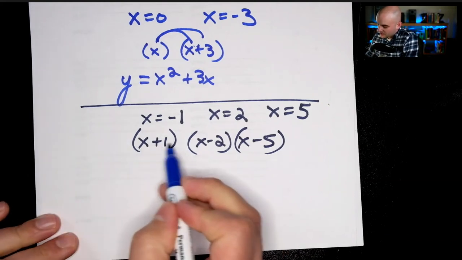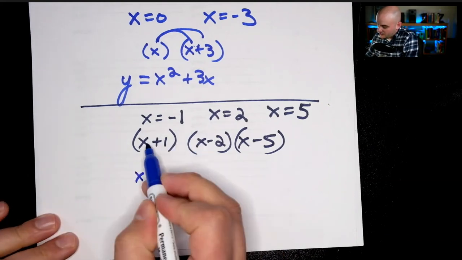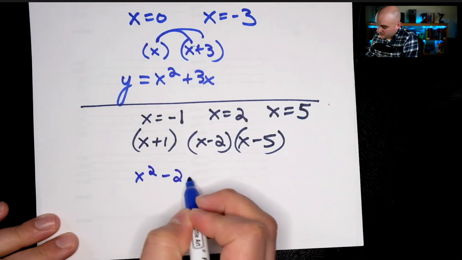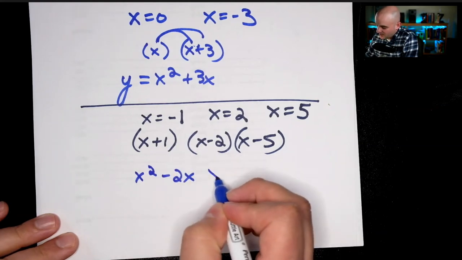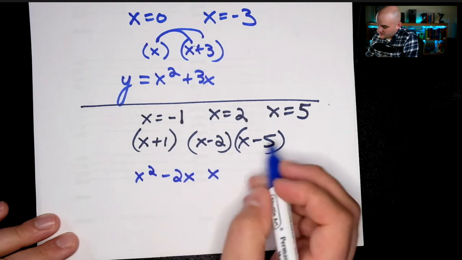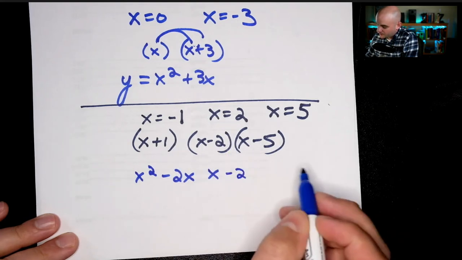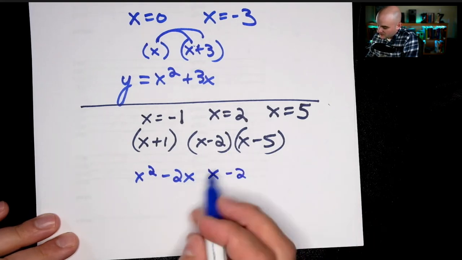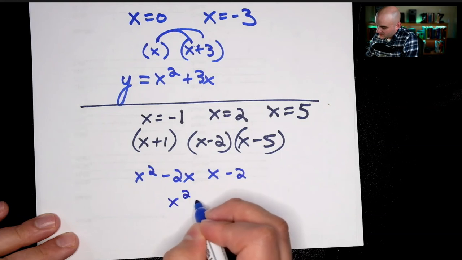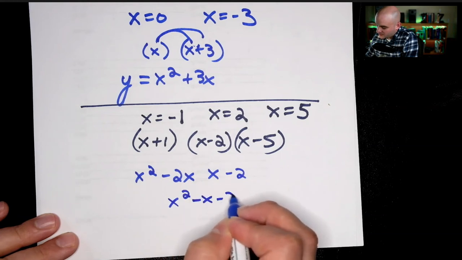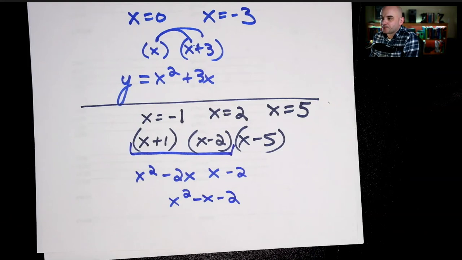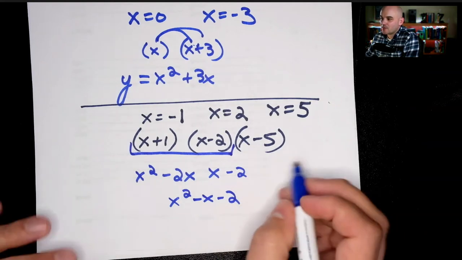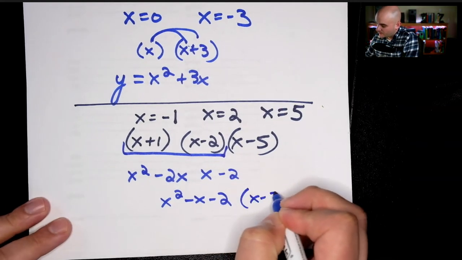And now I've got to multiply these out. So x times x is x squared, x times negative 2 is negative 2x. 1 times x is x, and 1 times negative 2 is negative 2. Can I combine anything? Yeah, this is the same thing as x squared minus x minus 2. So that's these two right there multiplied. Don't forget I've got to multiply it by x minus 5 as well.